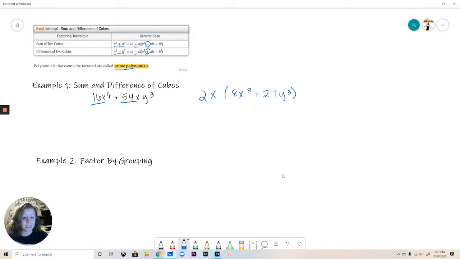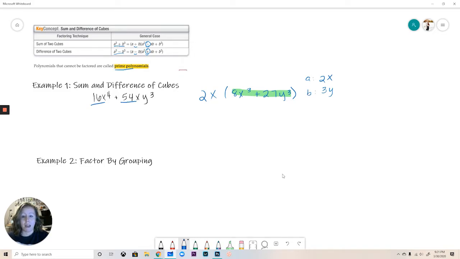Now I see that I have two perfect cubes. 8, the cubed root of 8 is going to be 2, and the cubed root of x cubed is x. The cubed root of 27 is 3, and the cubed root of y to the third is going to be y. So this is technically my a term. This is my b term.